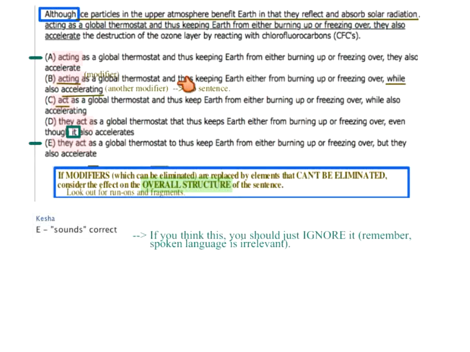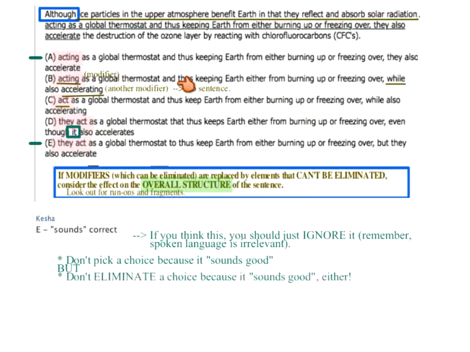But I mean, Keisha, I don't know where you're going with that, but if you're saying that's a reason to actually eliminate that choice, then you should be careful. Because there are wrong answers that sound wrong, and there are right answers that sound good, too. In other words, don't pick a choice because it sounds good, but don't eliminate a choice because it sounds good either. There's just no relationship at all. You have to just ignore it.